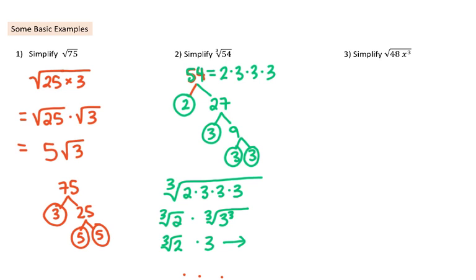Now for our last step, it's usually helpful to put the square root or the cube root at the end. So we're going to say the answer is 3 times the cube root of 2.